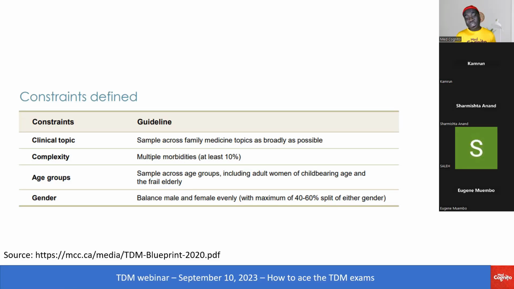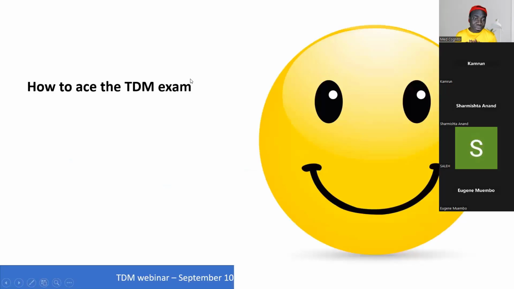And for the age groups, they will make sure that they bring you cases from cradle to the grave, from pediatrics till the person is about to die. So you should expect cases from pediatrics, adolescent health, adult health, geriatrics, palliative care. You should expect cases from all these areas. And for the gender, male, female, usually it is split between 40 to 60%. So that's how you should approach this exam.